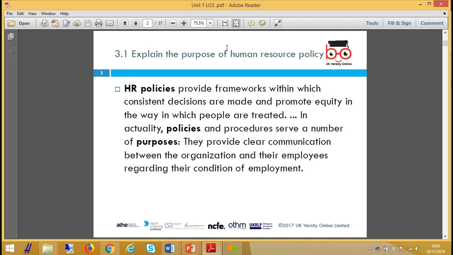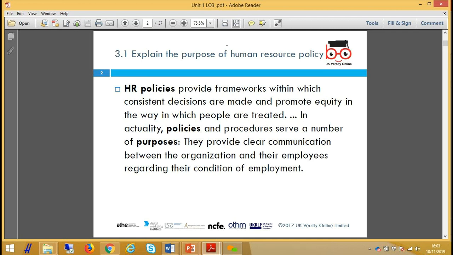Okay, so let's look at the idea behind HR policies. Basically, HR policies provide a framework for both the employee and the employer, that's the organization or the company, in which people can be treated fairly and equitably, and managers can make consistent decisions. It also allows clear communication to everyone, especially employees, of what the organization stands for on certain issues.